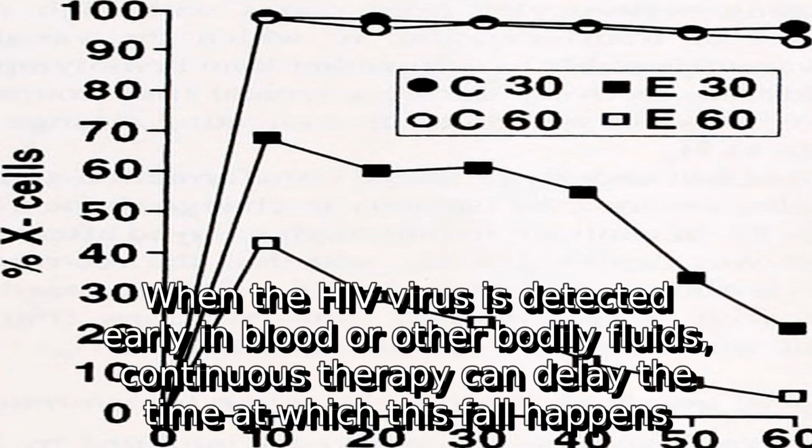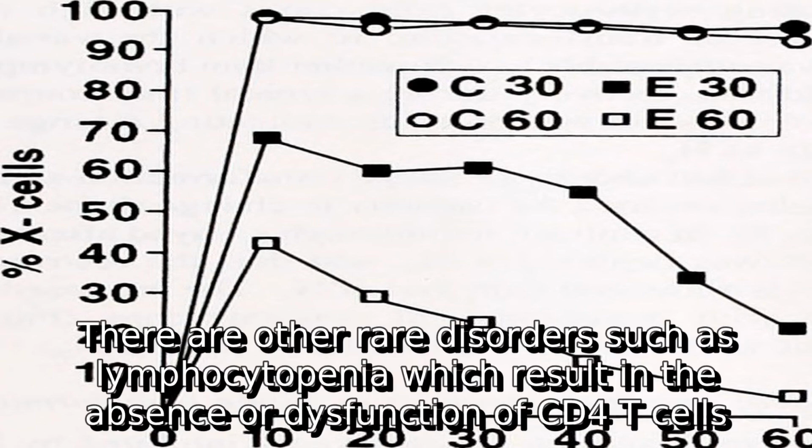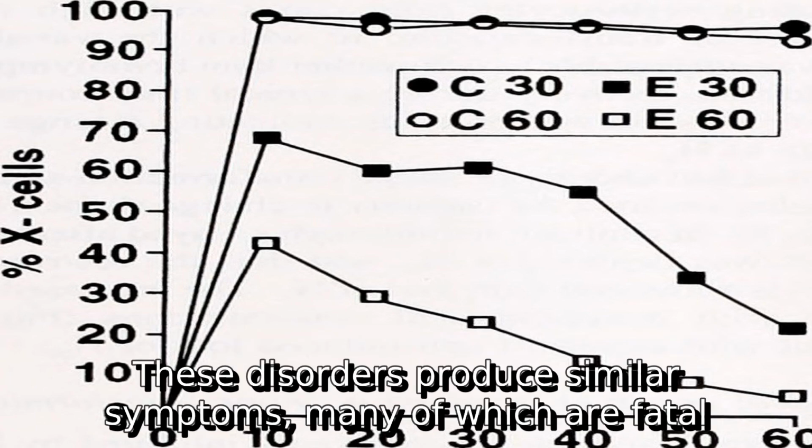When the HIV virus is detected early in blood or other bodily fluids, continuous therapy can delay the time at which this fall happens. Therapy can also better manage the course of AIDS if and when it occurs. There are other rare disorders such as lymphocytopenia which result in the absence or dysfunction of CD4 T cells. These disorders produce similar symptoms, many of which are fatal.